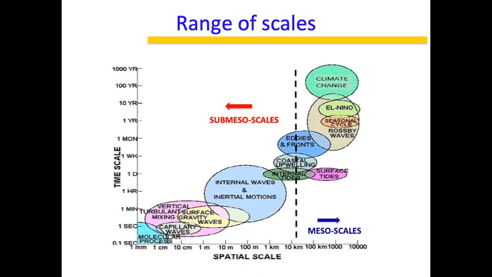In a very brief manner, we can demarcate these systems as submesoscales and mesoscales. Submesoscales are those which have spatial scales less than 10 kilometers, and mesoscales have spatial scales greater than 10 kilometers. In the submesoscale, you have small scale waves, turbulent mixing, and small eddies which tend to create a lot of mixing. And in the mesoscale, you have Rossby waves, El Nino, and all those large scale phenomena.